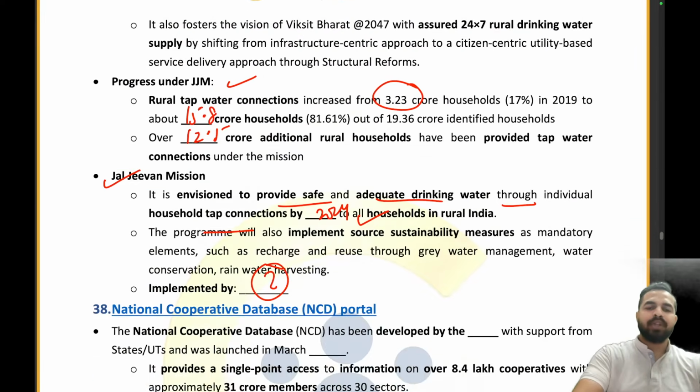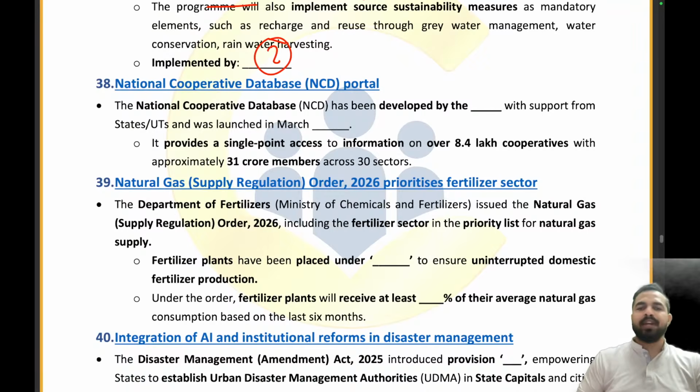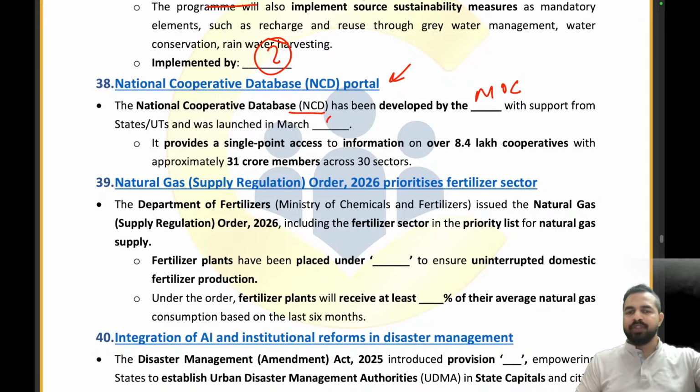Now guys, let's try to answer the question. The National Cooperative Database Portal. Please be quick, try to give me the answer in the chat box here. The National Cooperative Database has been developed by the Ministry of Cooperation. It was launched in March of which year?